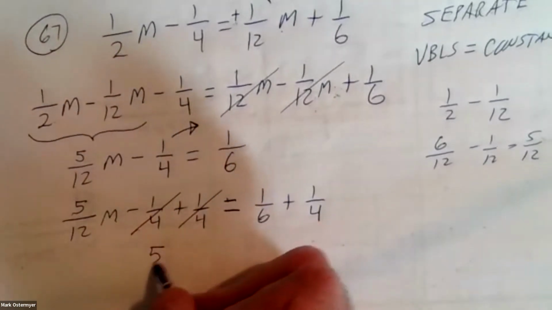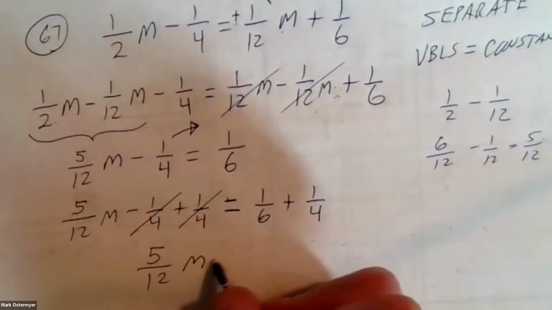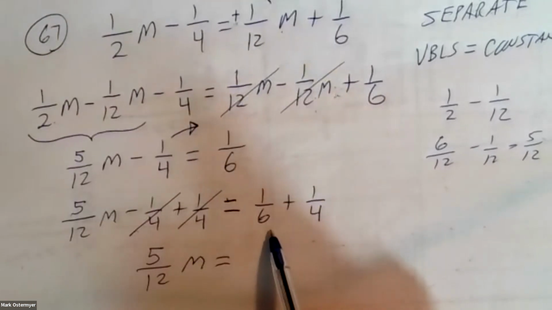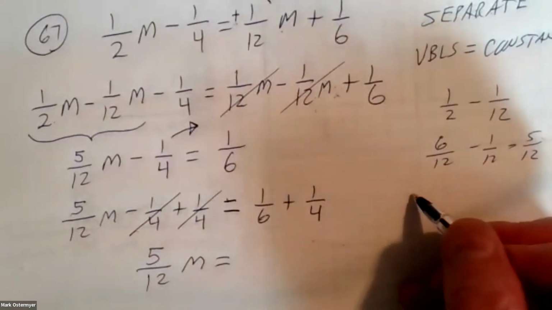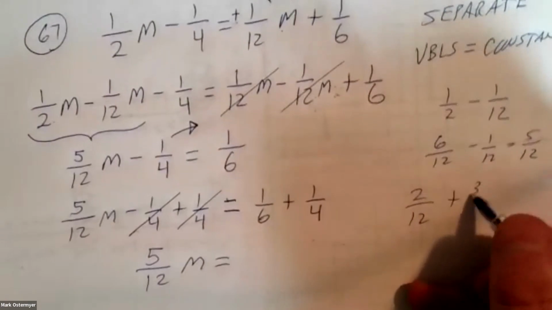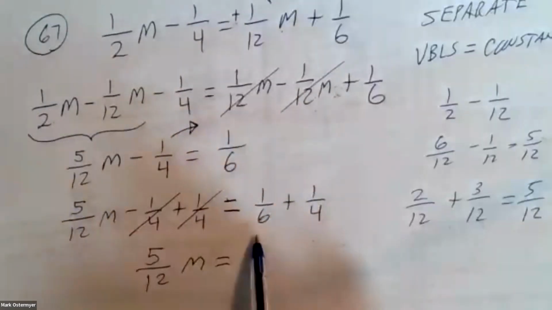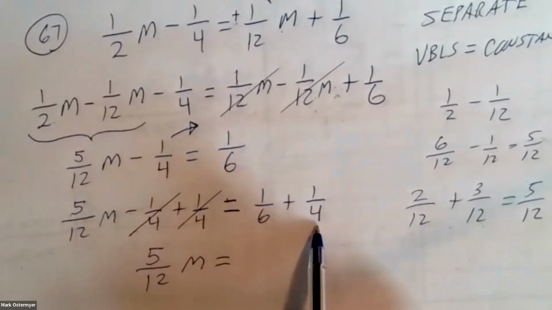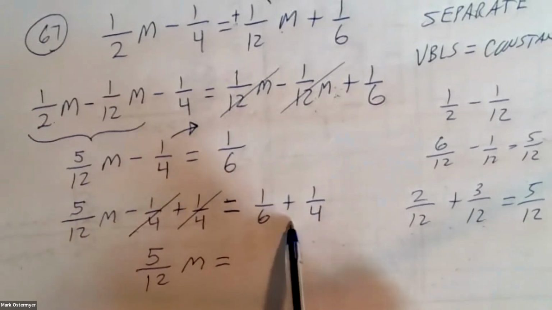So the left side collapses down to 5/12 m equal to, oh, help me out. What's 1/6 plus 1/4? 3/4. Careful, do that again. 1/6 plus 1/4. You can do that on the calculator. 5/12. Yeah, it gives you 5/12. So we got 5/12 over here.